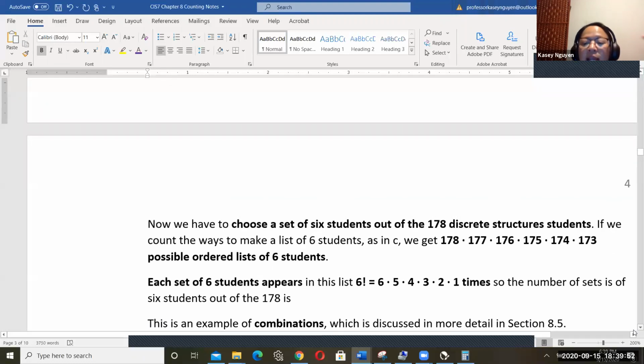Remember that there are 3 classes, so we started with 178 total from the 3 classes. We picked 1 student from the 3 classes. That gives us 178 here. That's the first pick. Then we're left with 177, and we're going to pick 1 more. And then we're left with 176, and we're going to pick 1 more. And then 175, select 1 more student, and so forth. And we would stop at 173 because that would give us 6 students for the team.